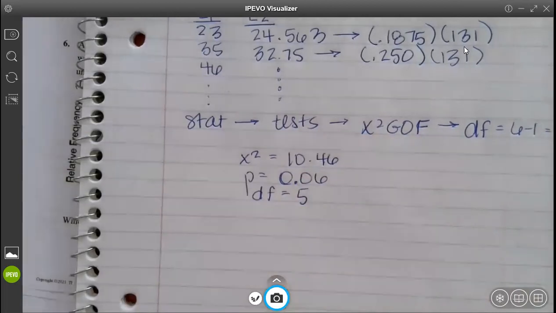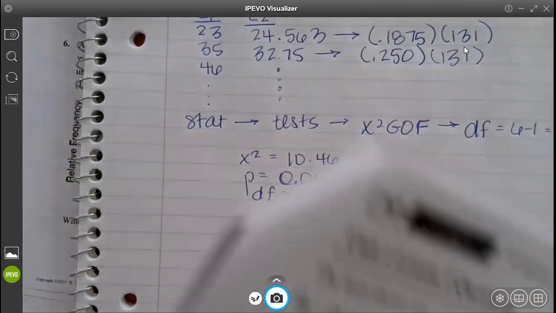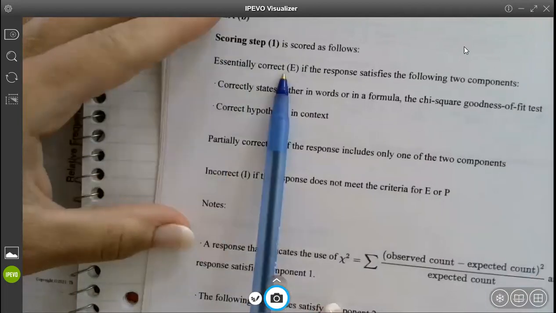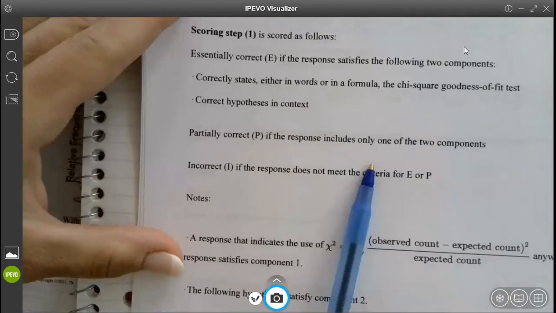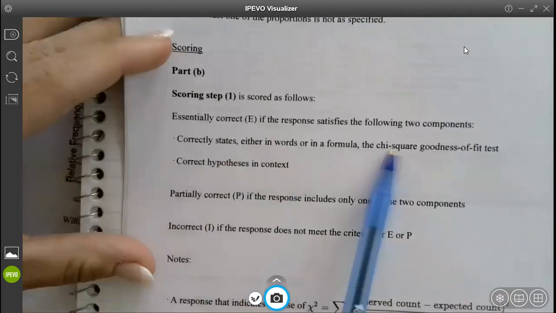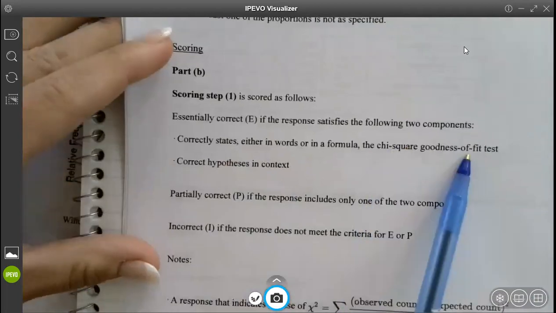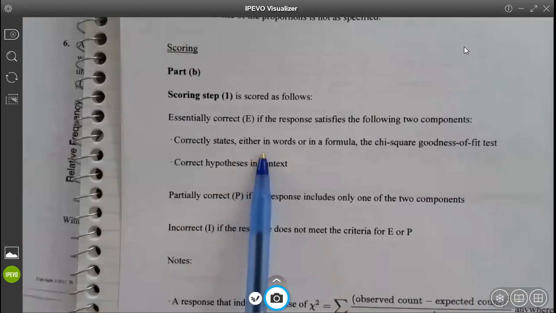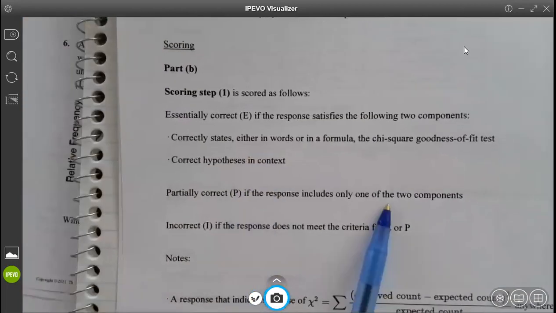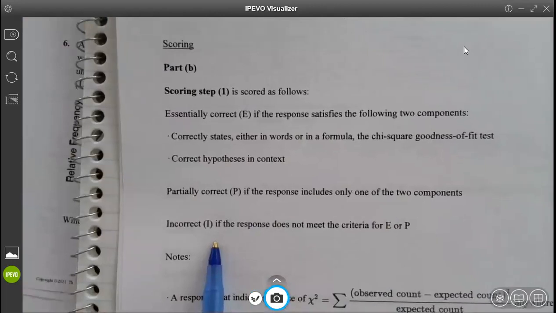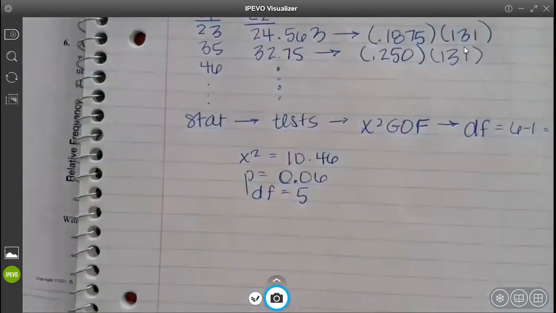All right, so if we look at our scoring real fast, part B, you get it essentially correct if you have these 2 components. Your first component states the chi-square goodness of fit or correct hypothesis. So both of those will get you full credit, the E. Partially correct if it's only 1 or 2, and then incorrect if it doesn't tell you anything. Got that?